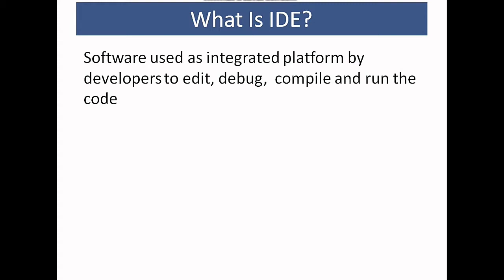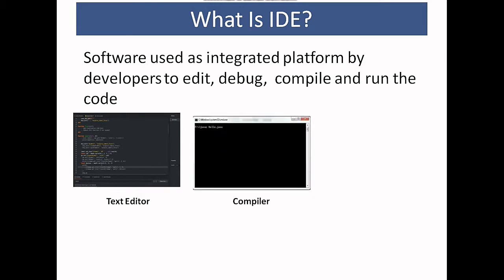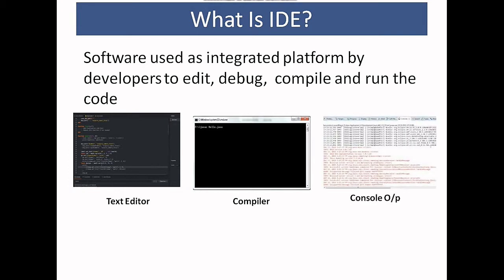First comes a text editor, where a developer actually writes the code. Then there is a compiler, which checks the code and converts it into a runnable file. And then there is a console output, where the logs or the errors are printed. So IDE basically combines all of them into one software. So this is what is IDE.